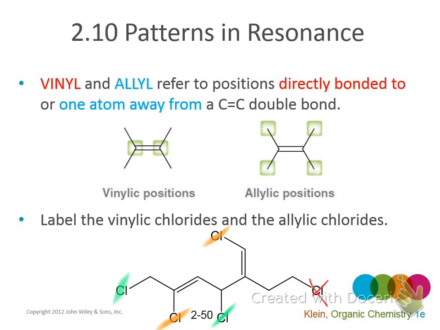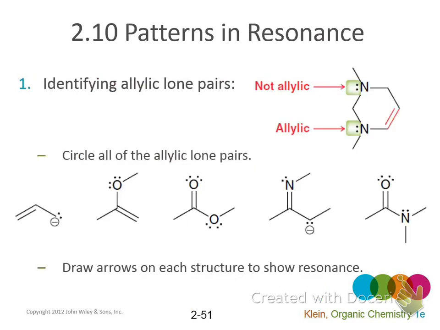So the orange is the vinylic, yeah. And then the green is allylic, yeah. Okay.